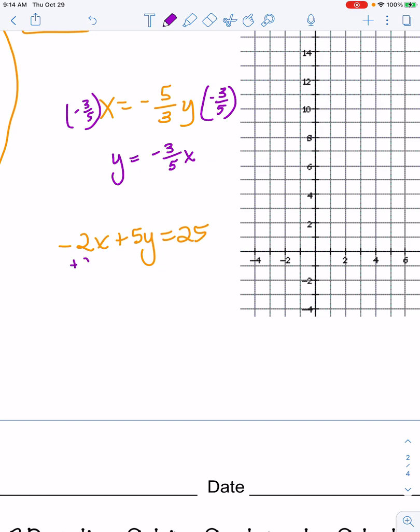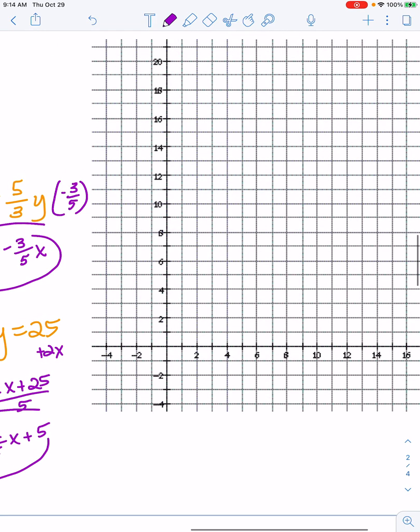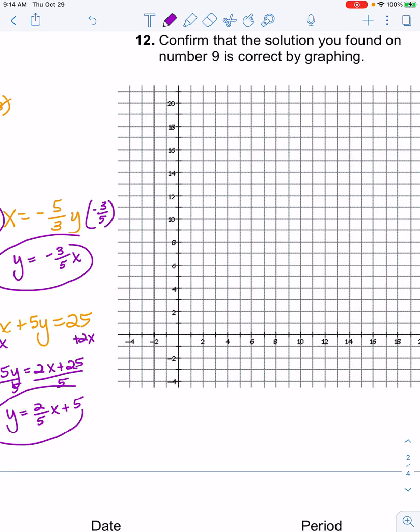Down here, I need to add 2x to both sides. So 5y equals 2x plus 25. So y equals 2/5 x plus 5. So these are the 2 things I need to graph on my coordinate grid. I'm going to start with the first one. First one has a y-intercept of 0. So I'm going to start here. And a slope of negative 3/5.